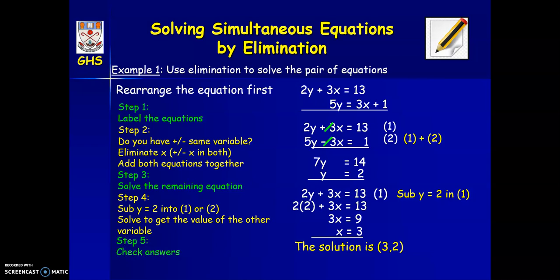Lastly, check our answers. So put x equal to 3 and y equal to 2 into equation 1 and 2 and check that we get 13 and 1 as our answer. So for equation 1, we get 2 times 2 plus 3 times 3, so that's 4 plus 9, which is 13. And for equation 2, we get 5 times 2, take away 3 times 3, so that's 10 take away 9, which is 1, which is exactly what we are looking for. So therefore we know the solution 3, 2 is correct.